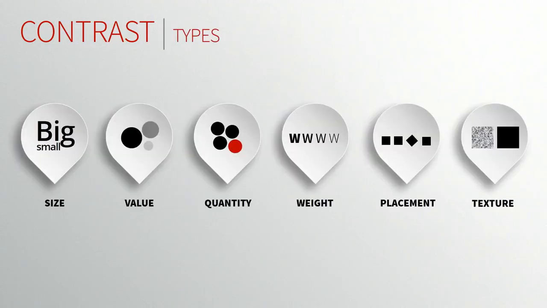But we can use it in lots of other ways too. We can use it in sizing, in value, in quantity, even in weight with our fonts, for example, or typefaces. We can use contrast in placement, like you can see there on the example, and even with texture. We can create lots of contrast with texture as well. So there is lots of different ways to use contrast in design too. And it's a very, very important principle. Probably one of the main principles in design is that use of contrast as well.